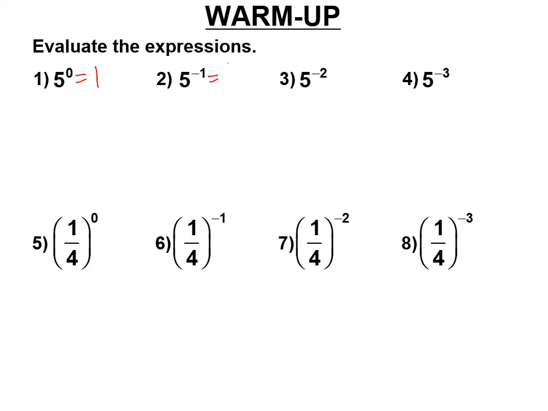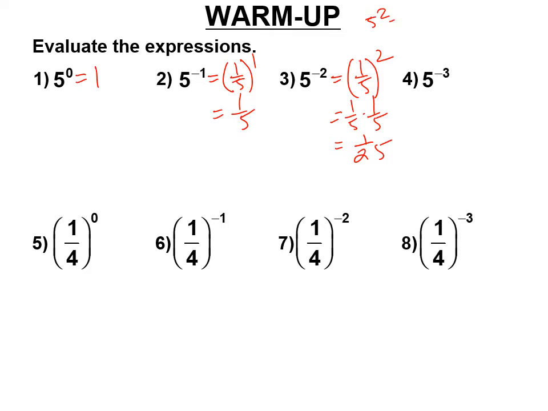Negative exponents make reciprocals. So it's 1/5 to the first, or 1/5. 5 to the negative second is 1/5 squared, or 1/5 times 1/5, or 1/25. But a way faster way we now know is that 5 squared is 25. 5 to the negative second is 1/25.